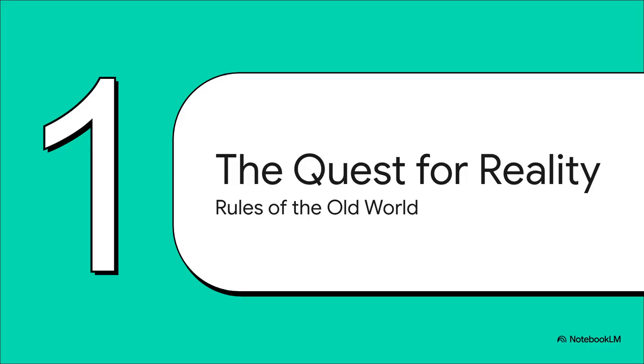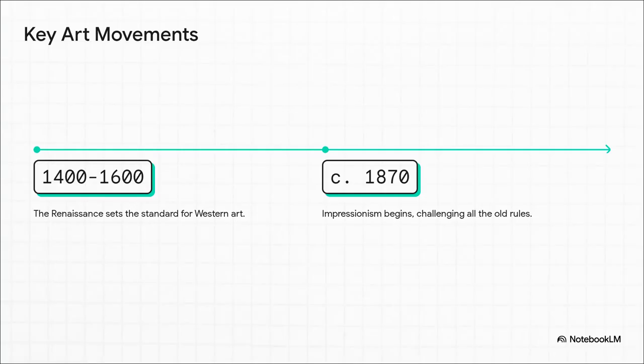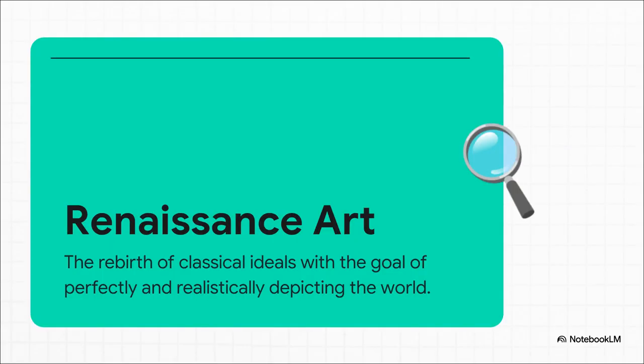Okay, our first stop on this ride takes us way back to a time when art had a very clear, very strict set of rules. This was the era of the old masters, and they were all driven by one single-minded goal, the absolute quest for reality. We're landing in the 15th century, right smack in the middle of the Renaissance. This 200-year period, from about 1400 to 1600, basically wrote the rulebook for Western art for hundreds and hundreds of years. So the word Renaissance literally means rebirth. And for these artists, it was all about rebirthing the ideals of ancient Greece and Rome.